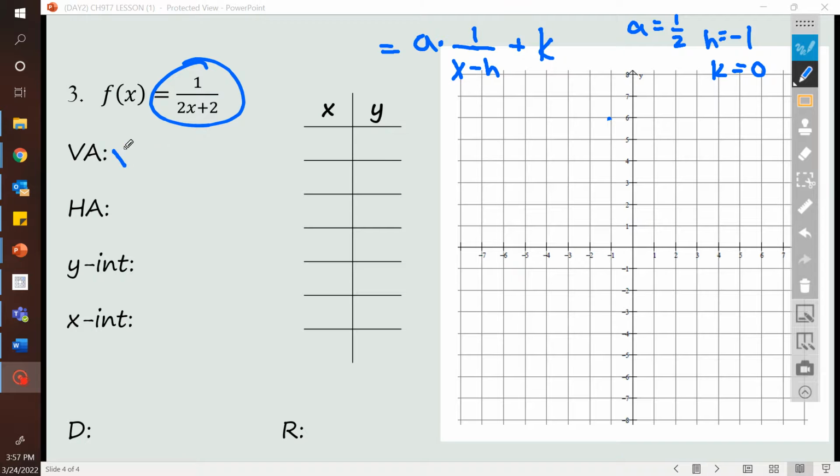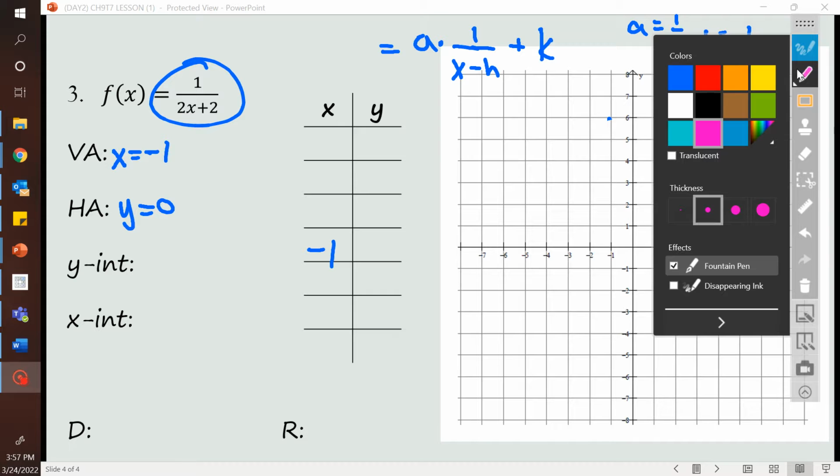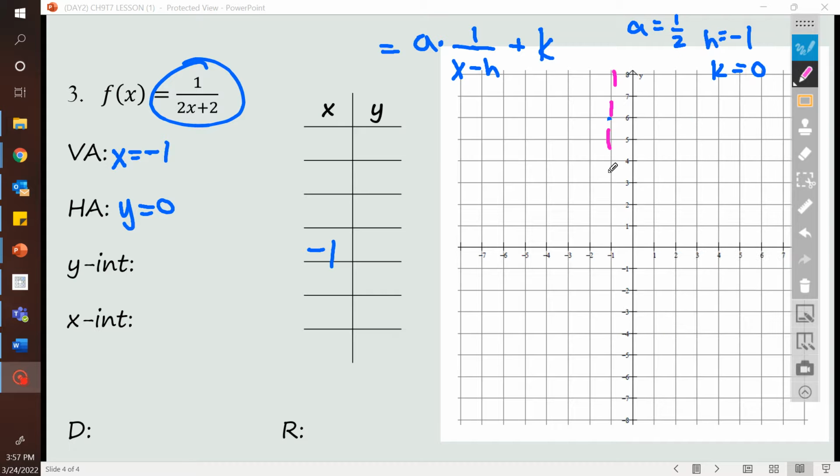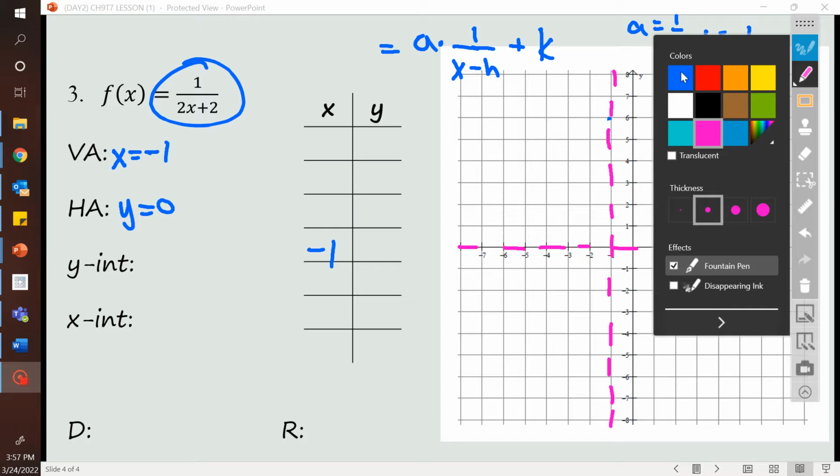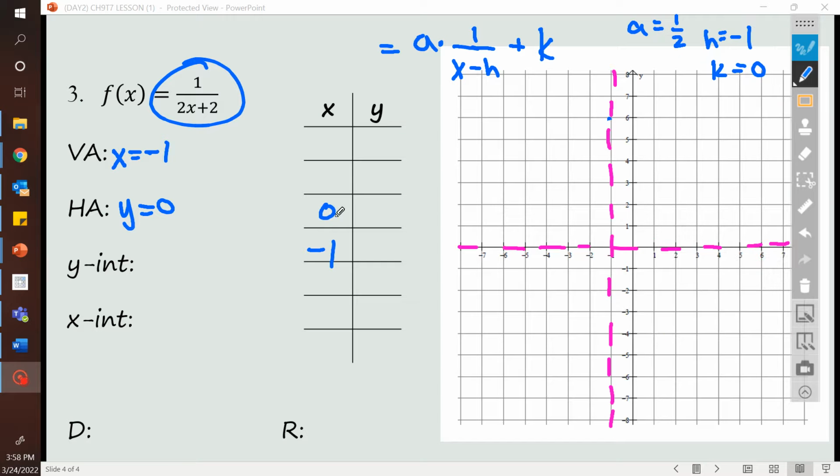Vertical asymptote, x equals h, so x equals -1. Horizontal asymptote, y equals k, so y equals 0. I'll build my table around my vertical asymptote, so let me put it on my graph. It's at -1, and the other one's at 0 here. So 0, 1, 2 to the right, and to the left, -2, -3, and -4.